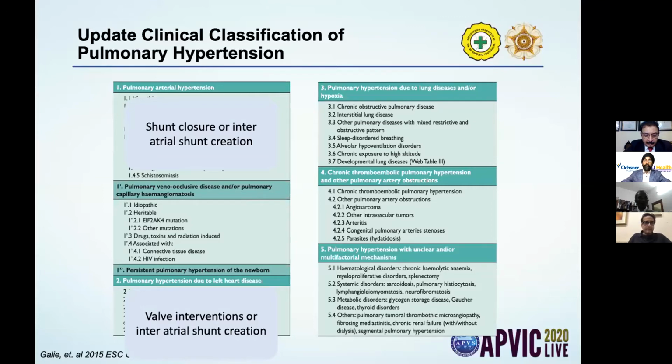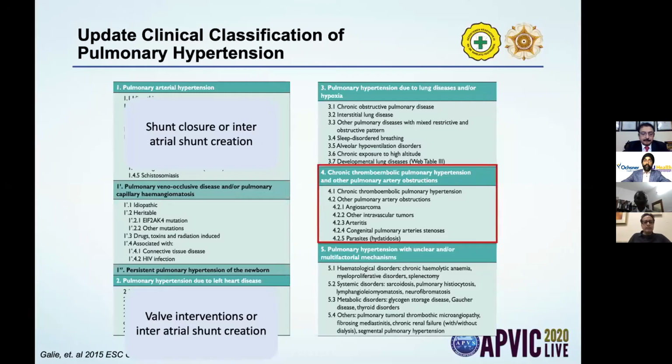And for type 2, or PAH due to left heart disease, what we can do is usually valve interventions, or the development of interatrial shunt creation in heart failure with preserved ejection fraction, or those with diastolic heart failure, is being developed. And what we're now trying to have as a learning curve is where we find CTEPH as type 4 pulmonary hypertension.